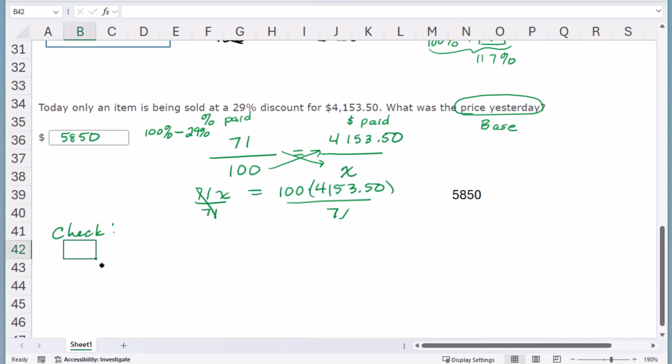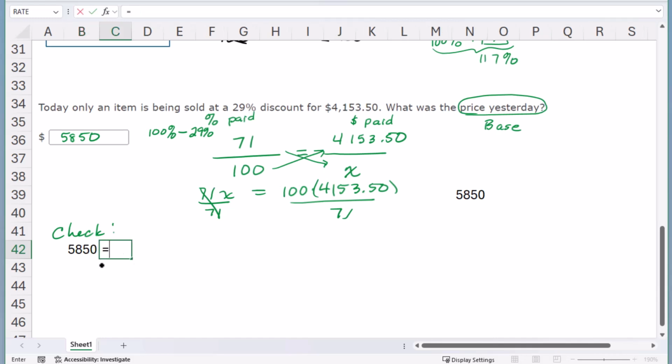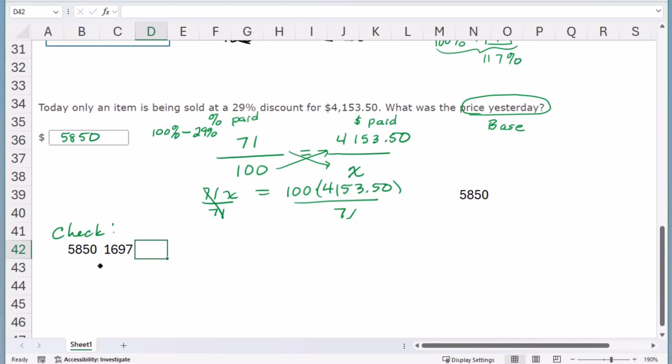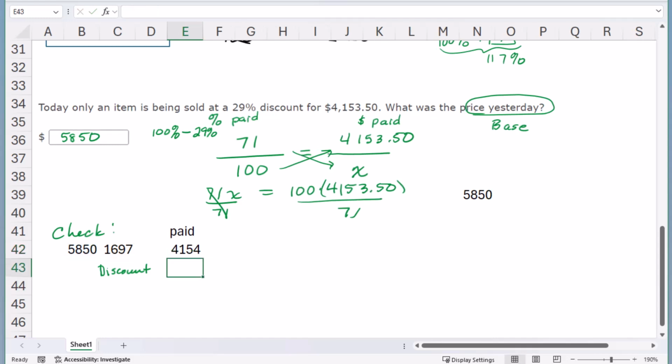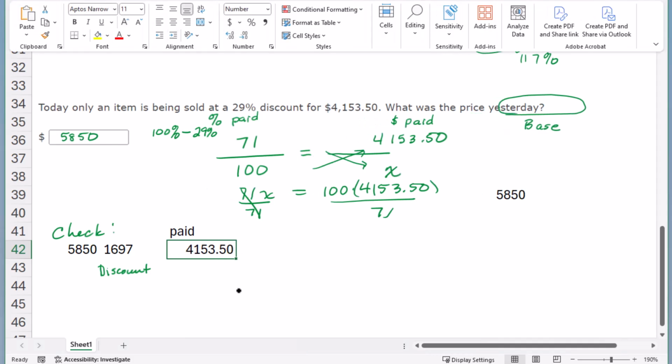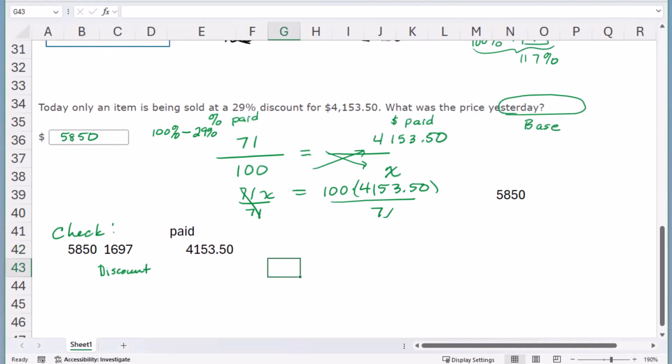Okay, now I'm going to do a quick check. I'm going to take $5,850, and then here I want to take 29% of it. That's how much the discount was. So it was $1,697 less than before. So then the amount that would be paid would be the original amount, subtract what was discounted. There we go, with some rounding. So that all checks out.